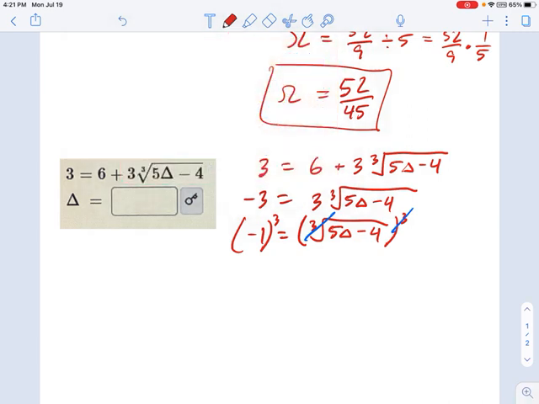So what we get is, on this side, 5 delta minus 4. And on the left, negative 1 to the third power is just negative 1. If you count them up, the negative stays. Add 4 to each side, and you get 3 equals 5 delta. And there we are at the end. Delta equals 3/5.